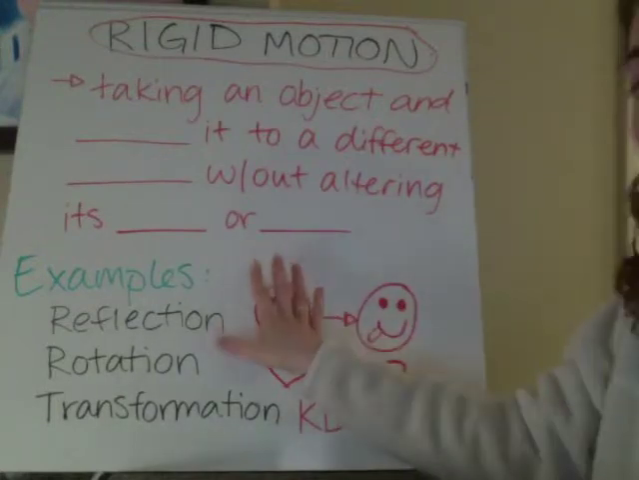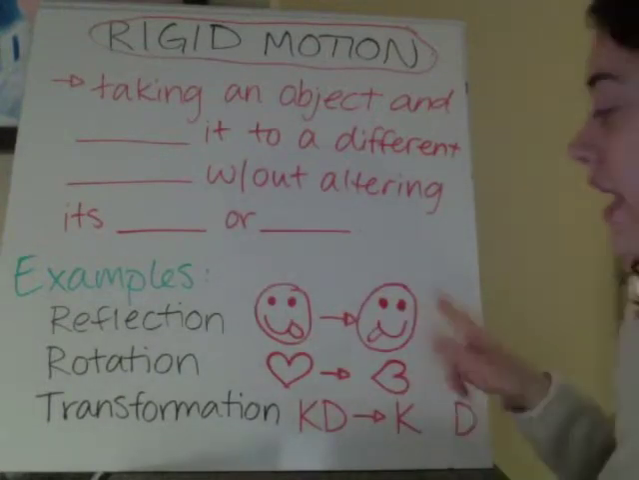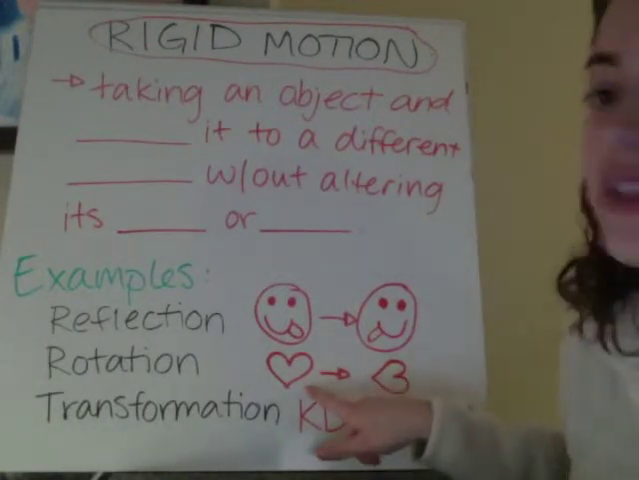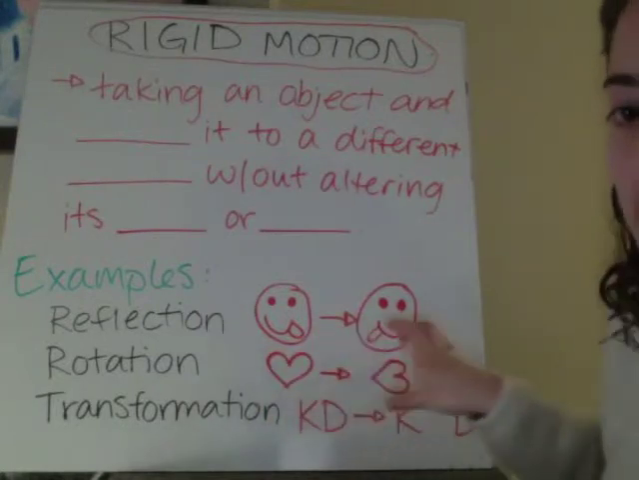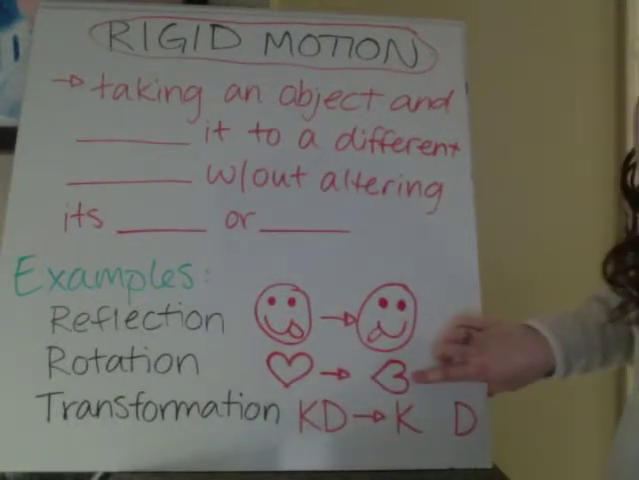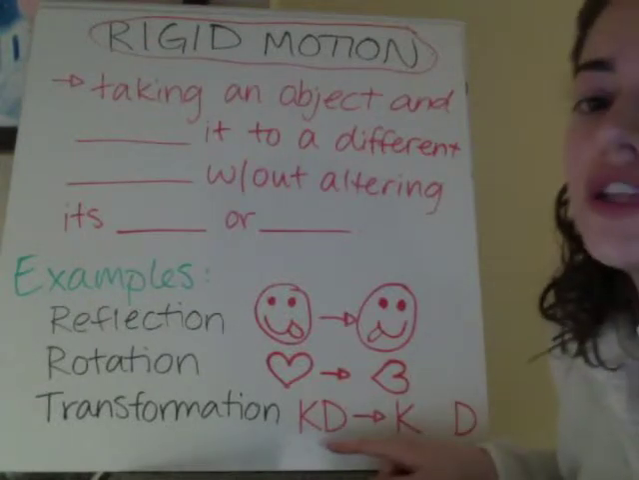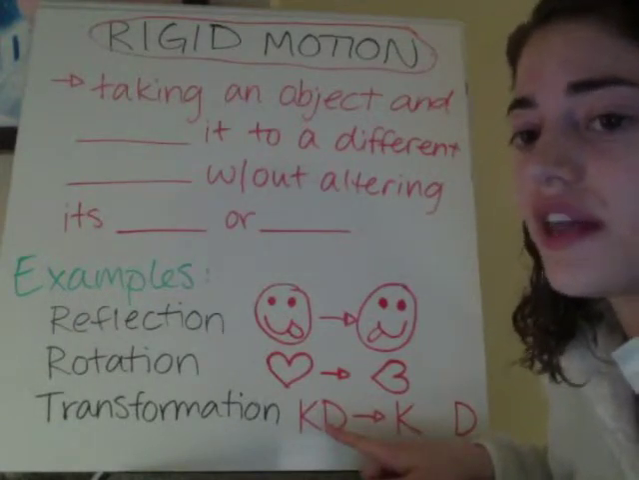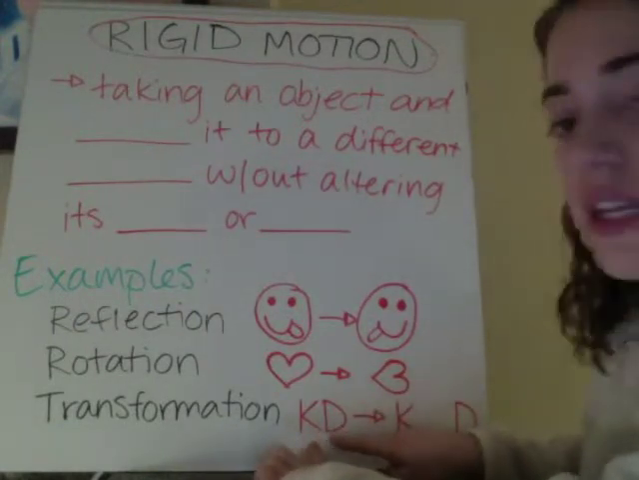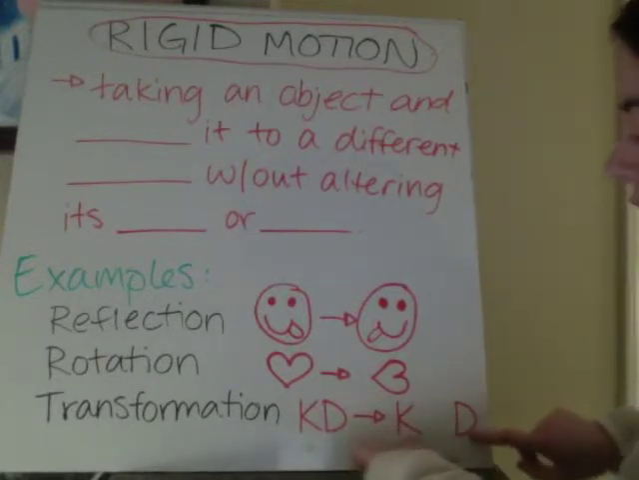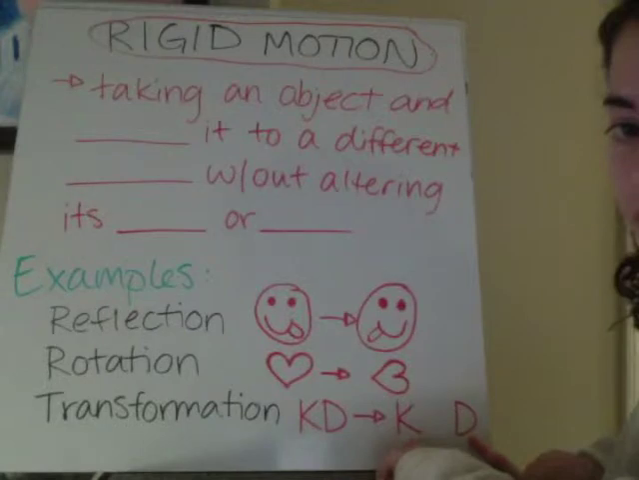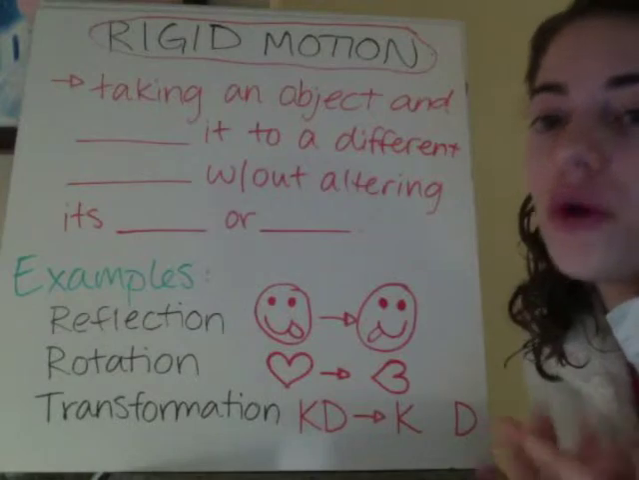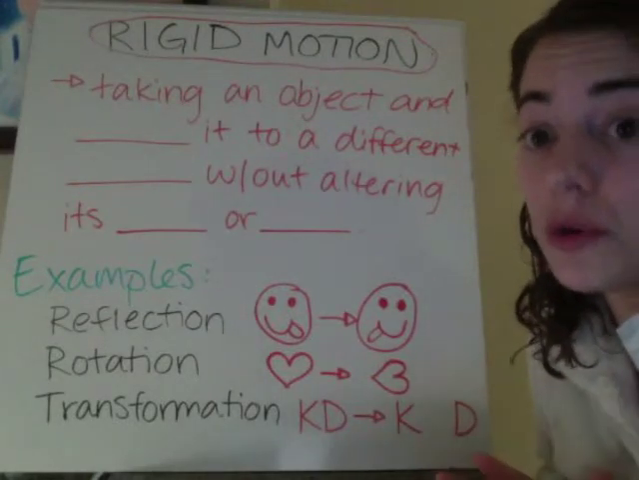I can take this smiley face and flip it over like this, and it will be on top of this one. Rotation is another example. I can take this heart, turn it 90 degrees clockwise, and it will go right on top of this one. Translation, I'm sorry, that's supposed to say translation, is another example because I can take this D and slide it, and it will end up right on top of this one. So our examples are reflection, rotation, and translation. Those are all examples of rigid motion.